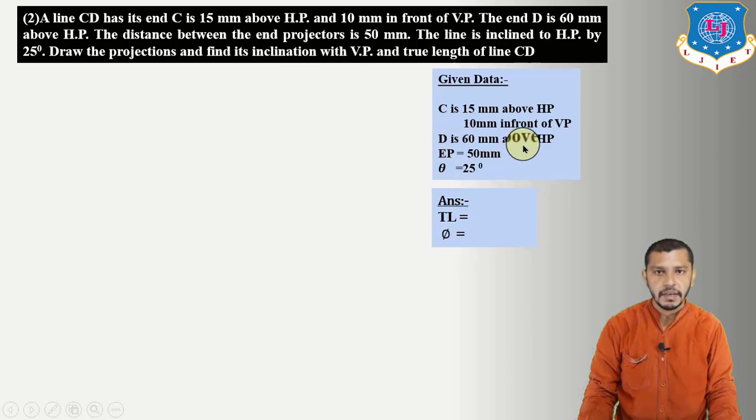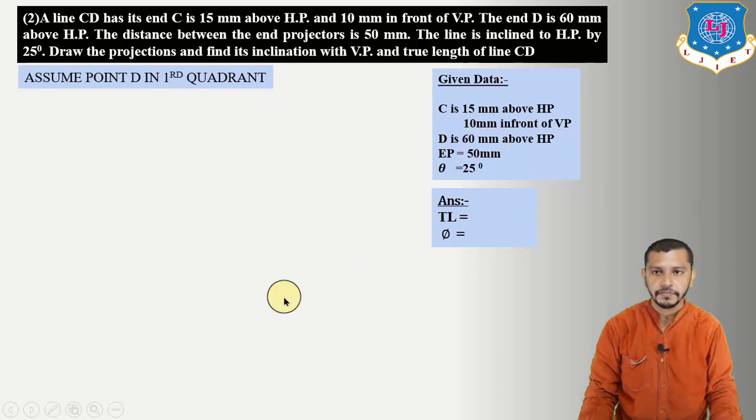Now D is 60 mm above HP. That means either it will be in the first quadrant or it will be in the second quadrant. So first of all, let us assume the quadrant of point D. So assume point D in the first quadrant. Now we can say that D is 60 mm above HP and it is in front of VP.